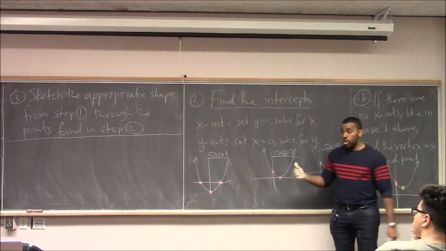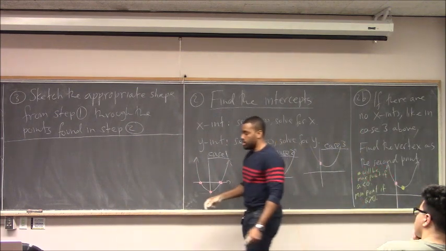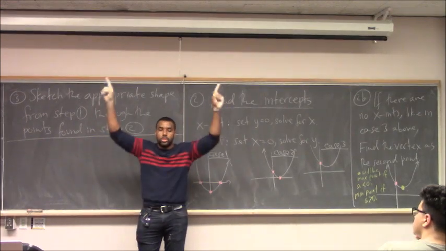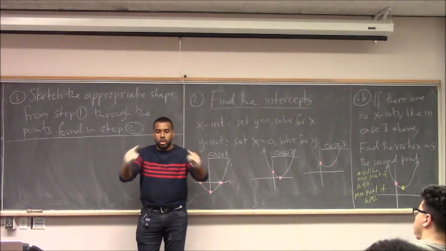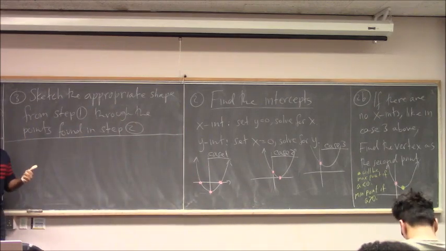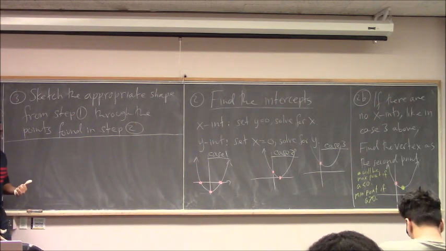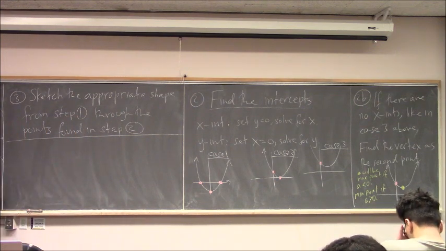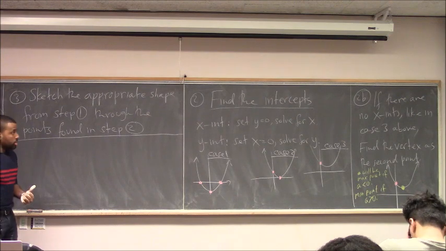You will first know, should it be inverted or regular. Usually we call the regular one this one, where it opens upwards. We call it an inverted parabola if it opens downwards. So you should first figure out, is this inverted or not? You only need to look at the A value to figure that out. If the A is negative, it's inverted. If the A is positive, it's regular.